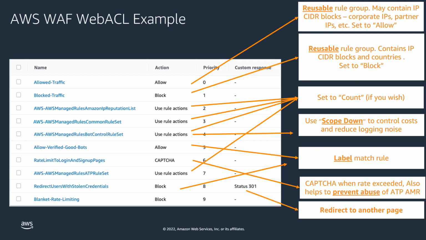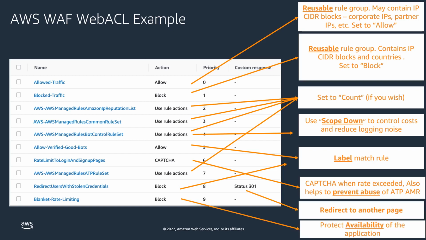At the bottom, I am adding a rate-based rule designed to protect the availability of the application. For example, if the threshold of the rate-based rule is set to 2000, then this rule will block all IPs that are making 2000 requests in the rolling 5-minute period.